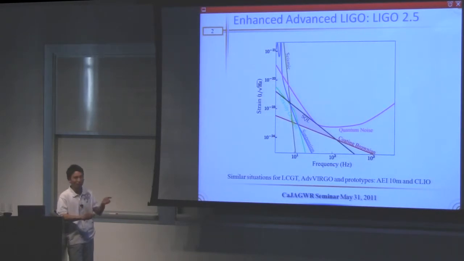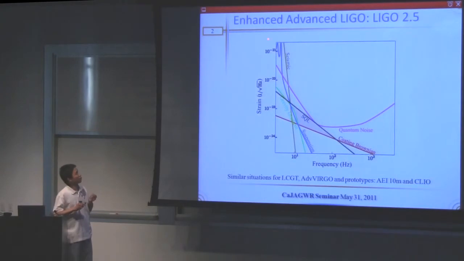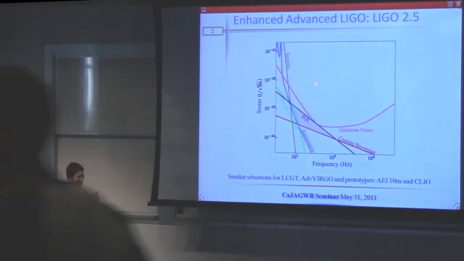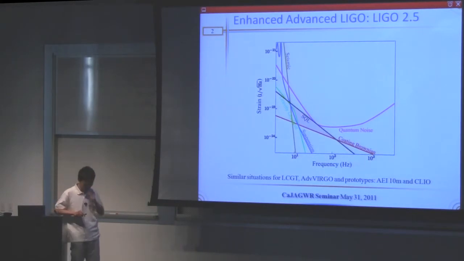After this whole bunch of development, now we come to an exciting phase. Basically, now this is enhanced advanced LIGO, and also for other detectors. You can see here, for these advanced detectors, the quantum noise will become the dominant noise. Actually, even not for enhanced advanced LIGO, the so-called LIGO Pro 2.5, just for advanced LIGO, if you have really low thermal noise, you're going to have the quantum noise dominant.